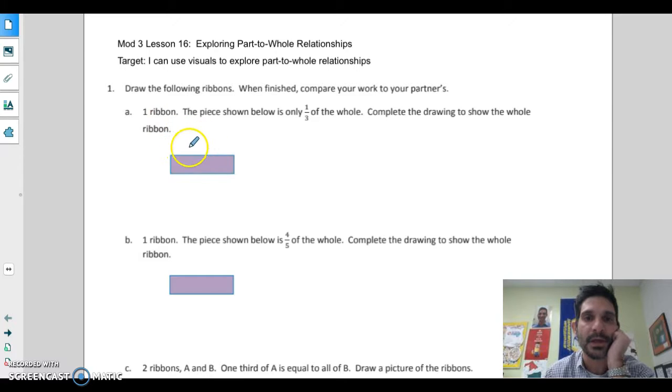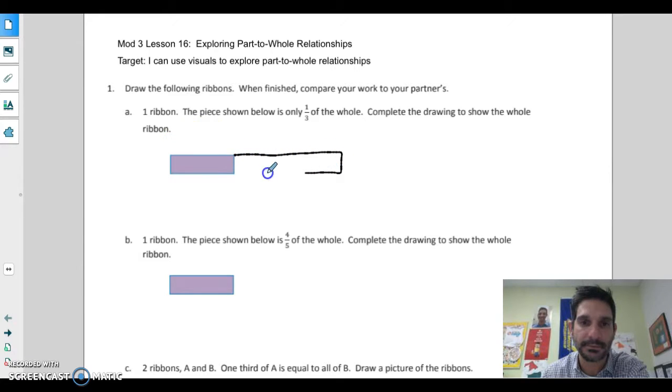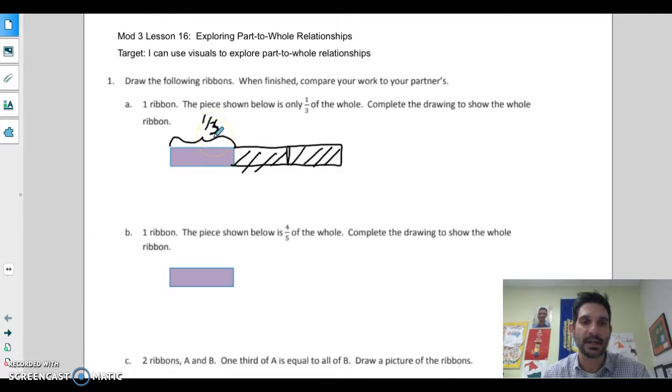So one ribbon. The piece shown below, this piece right here, is only 1/3 of the whole. Complete the drawing to show the whole ribbon. So if this is 1/3, so this one piece is 1/3. So what do I need to do? I need to draw two more pieces. Okay? So that's 2/3, right? Because think about it, this piece right here is 1/3.